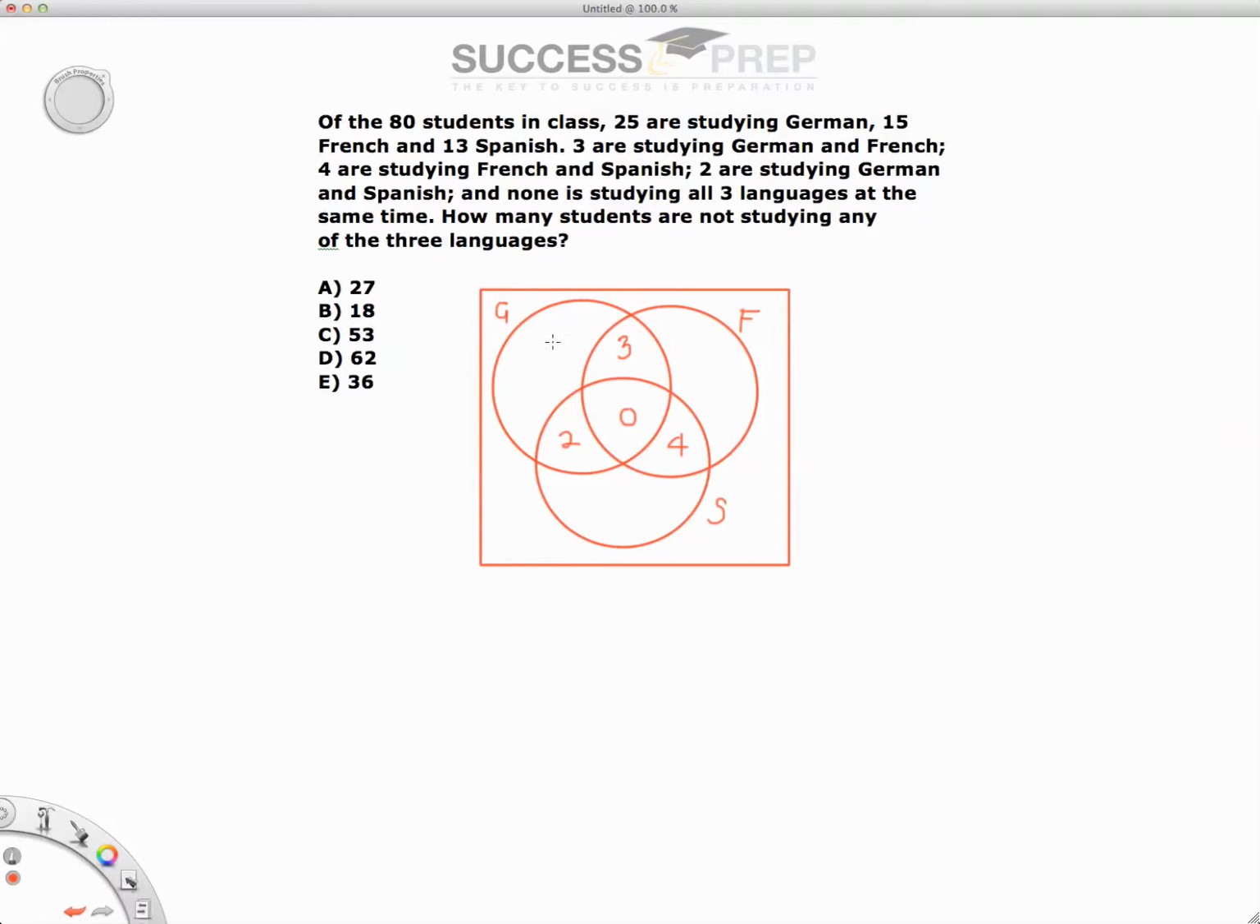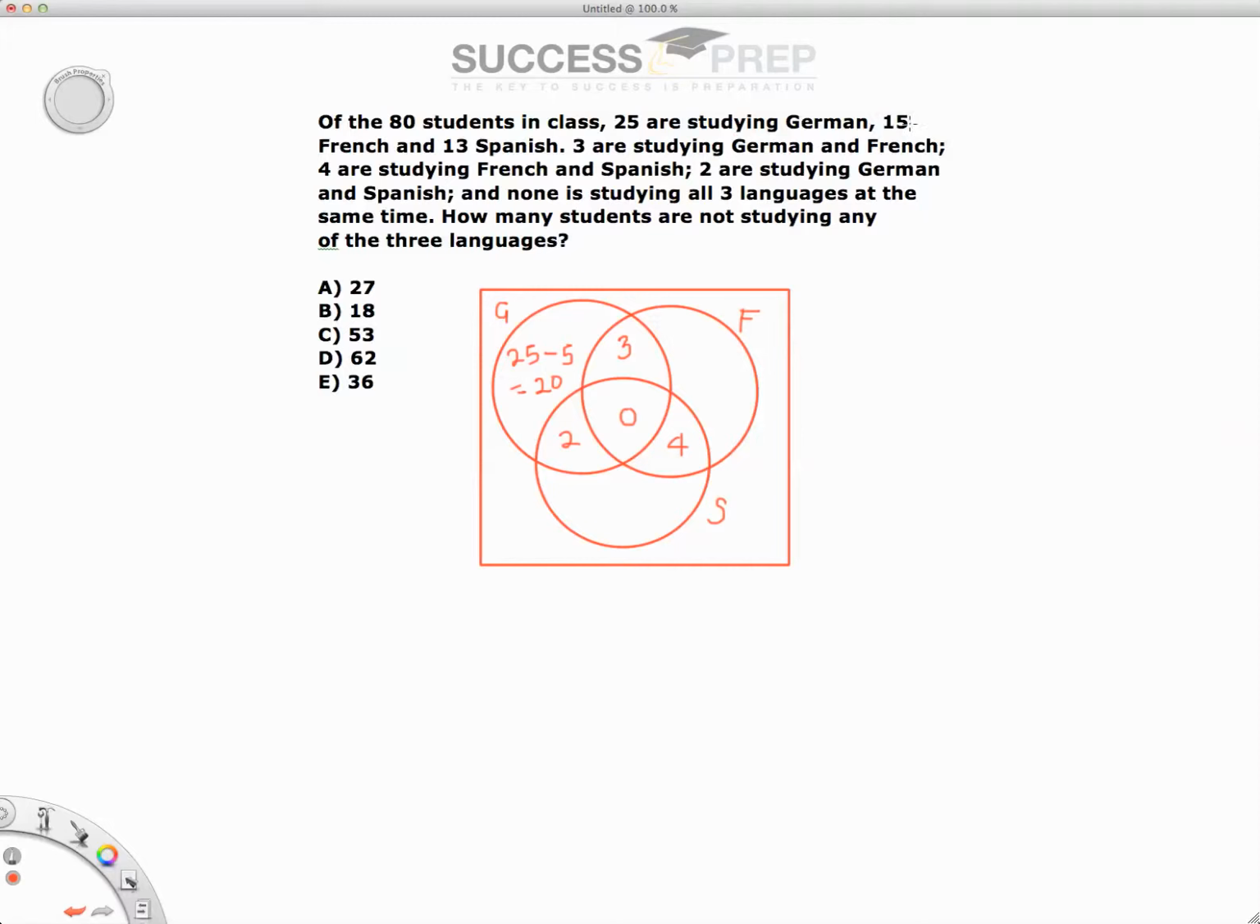Now let's go ahead and figure out how many of them are doing only German. Okay, the only German number would be the 25 studying German. But you have to account for those that are studying 2 languages. So in this case, I'm going to go ahead and subtract 3 plus 2, which are those studying both German and French and German and Spanish. So in this case, I'm going to subtract 5. So that means this number right here is equal to 20.